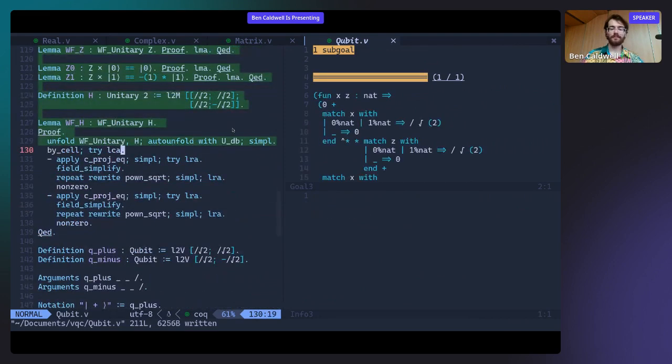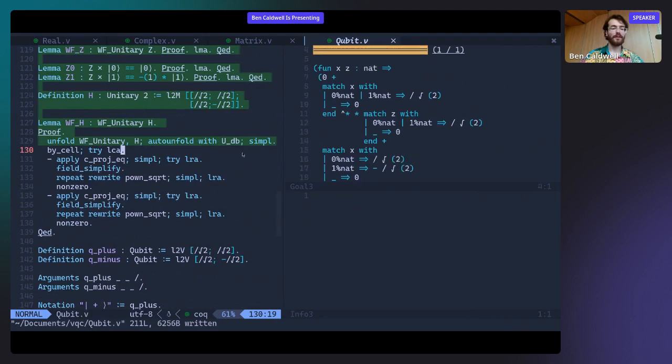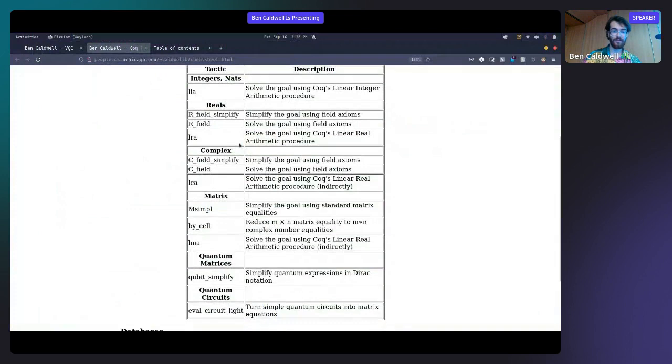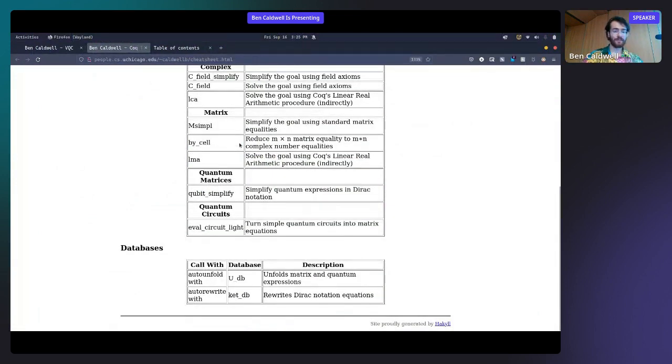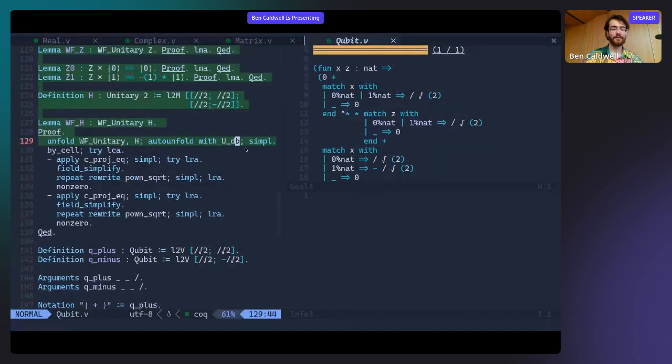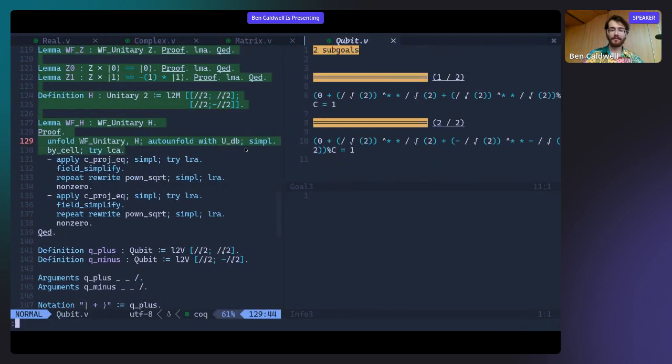Right, so we have a lot of automation that we're using here. We're auto-unfolding with some database, which from the cheat sheet is the one that mostly deals with the matrix and quantum expressions, right? And then we turn into a bicell, and LCA works for most of these. If we don't have LCA here, we have 4, but thankfully LCA can solve most of these equations for us, the 0 ones in particular.